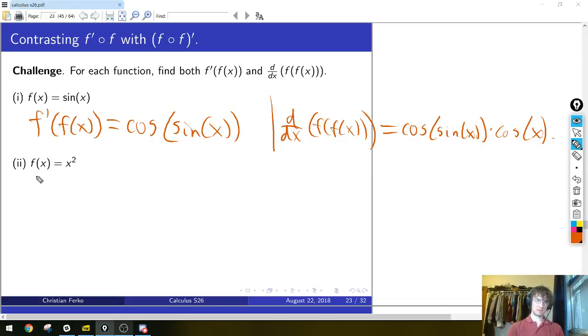Okay, same thing for x squared. So f prime of f of x, hopefully this is knee-jerk for you. What should this be? Mind if I have a sec to plug my computer in? Yeah, sure.